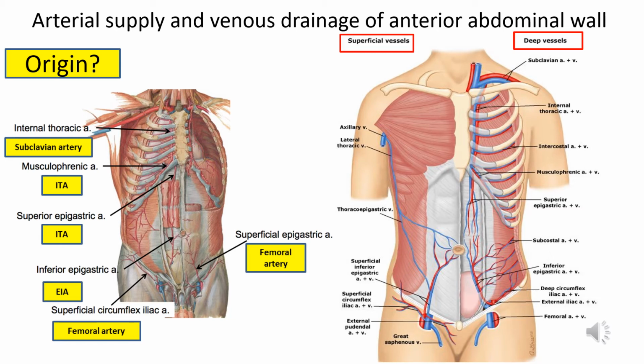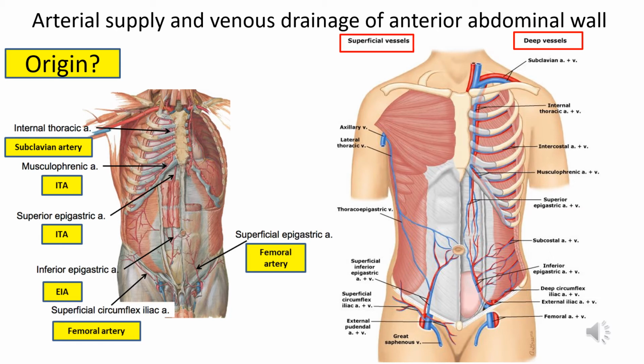For superficial venous drainage above the transumbilical plane, the deoxygenated blood is drained into thoracoepigastric vein, then into the lateral thoracic vein. The lateral thoracic vein joins the axillary vein, which continues with the subclavian and brachiocephalic veins and eventually drains into the superior vena cava.